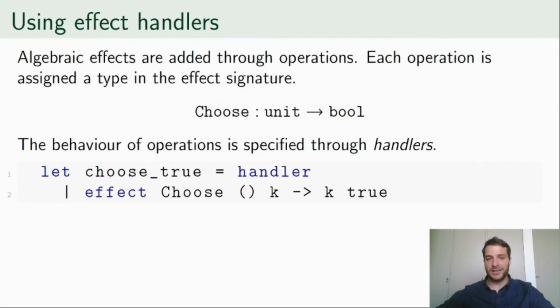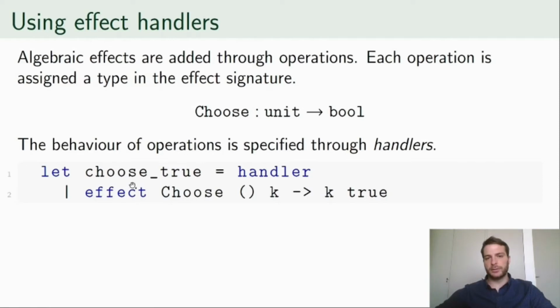This is precisely the case in languages with algebraic effect handlers. In such a language, effects are modeled by operations which are assigned types in the so-called effect signature. For instance, here we have an operation choose that represents a binary choice. It accepts a unit argument and returns a Boolean value. The operation itself is only a construct, and its behavior is specified by the handler that intercepts the operation call.